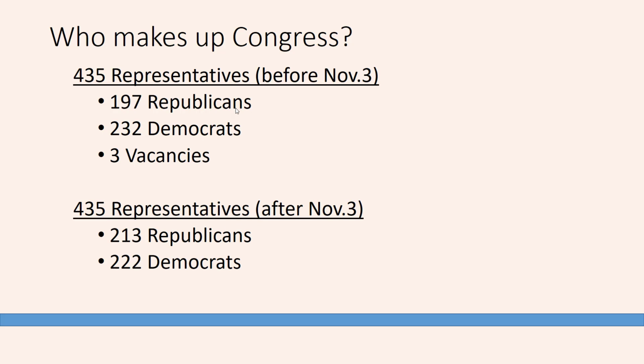Here's the House of Representatives. Remember, 435 people. And I give you the numbers for both before our recent election and after the recent election. You can see the Democrats actually had quite a wider majority before this last election. The Republicans gained many seats. You can see that they gained 16. They're plus 16, and the Democrats are down 10. So just establishing something that I think hasn't been discussed enough in the news.